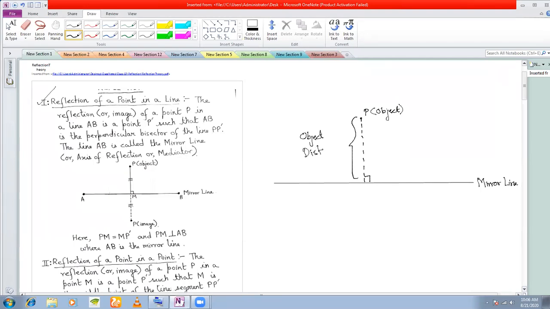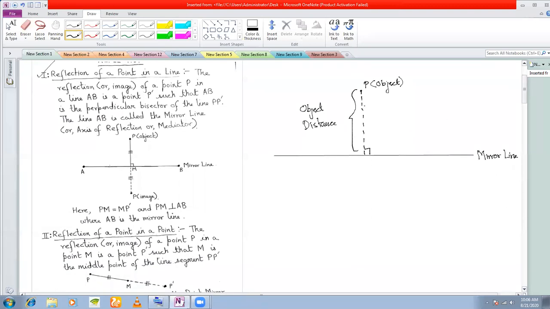In physics, do you know this as object distance or not? Yes, sir. Yes, sir. We know.